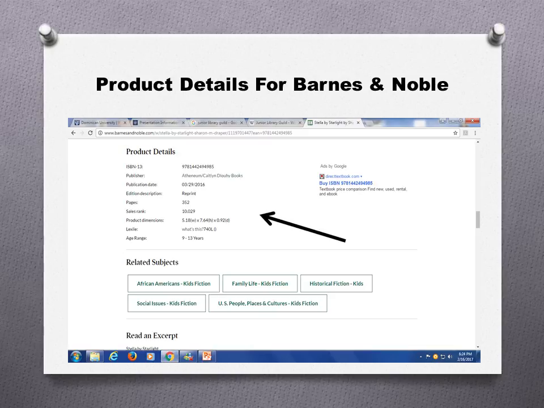So Amazon and Barnes and Noble, as far as the product details of a book that is helpful to librarians, is the same as Tidal Wave.